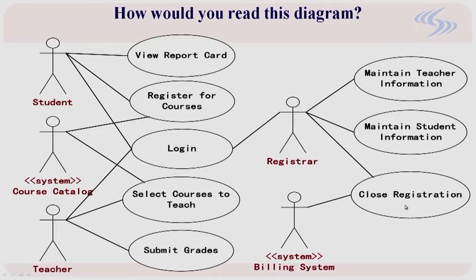Well, for this use case, close registration, we find that it also interacts with another actor, another existing system, billing system. So let's say the students are supposed to pay for their registration of courses. So that means once this registration is closed or is confirmed, students are supposed to be charged. The charging will take place in the existing system, billing system. So surely there is some kind of relationship between the billing system and the closing registration.